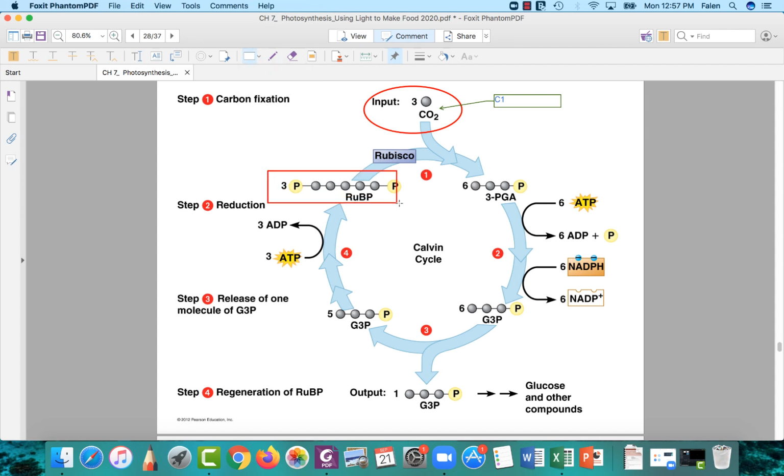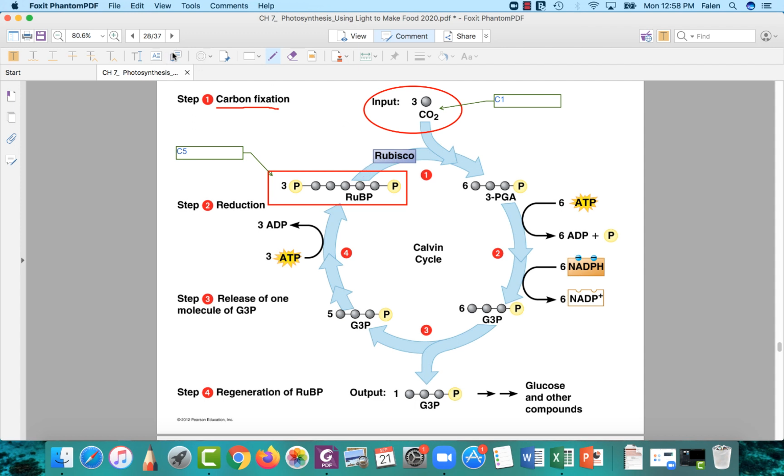RUBP is right here. How many carbons are in RUBP? Let's count them. 1, 2, 3, 4, 5. Okay, so that's fine. Now RUBP is a C what? C5 carbon compound. All right, now how do you fix something? How does carbon fixation happen? Like this. So what's going to happen is this.